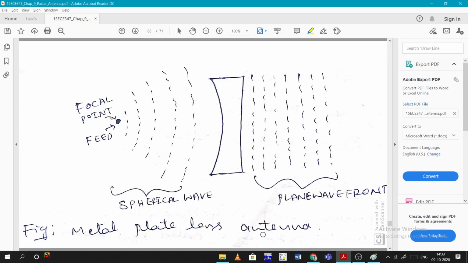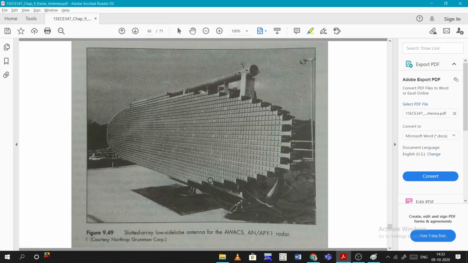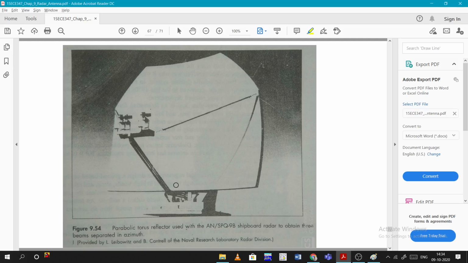Now coming to the metal plate lens antenna. This is a metal plate lens antenna which is plano-concave. Here also spherical wavefronts are incident, and it still makes the wavefronts into plane wavefronts. But this is a metal plate. This is a slotted array, a low side lobe antenna, one example here, and this is a parabolic torus reflector.